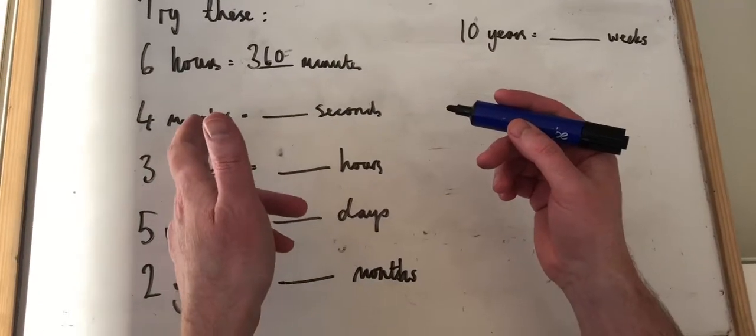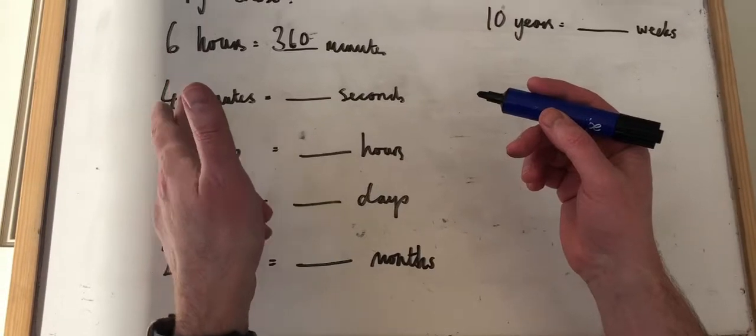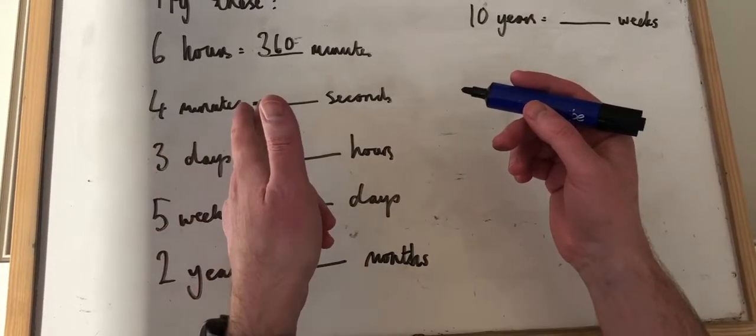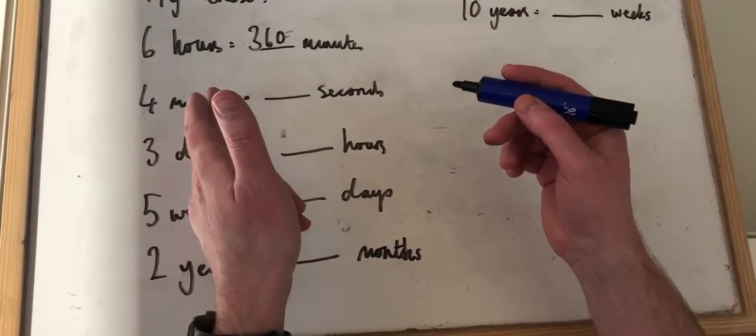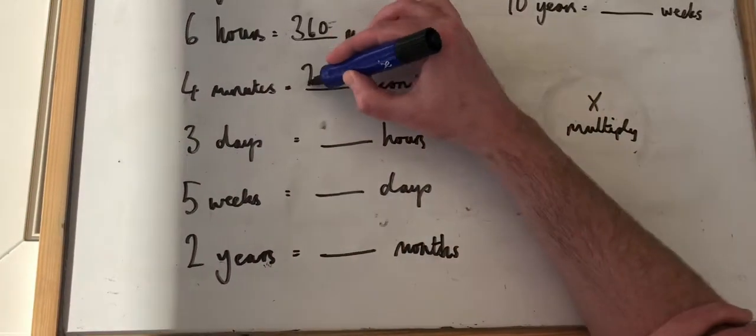Now again, if we're looking at this one, what's the basic conversion? Seconds into minutes is 60 seconds. Brilliant. Okay, there's 4 lots, so that's going to be 4 times by 60. So 4 times 6 is 24. Times by 10. 240.